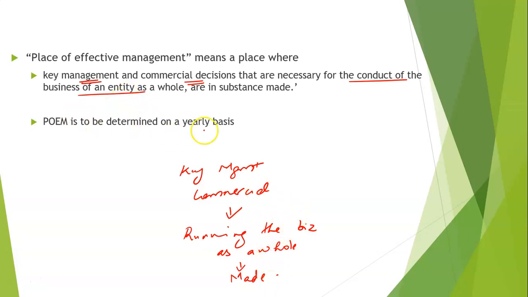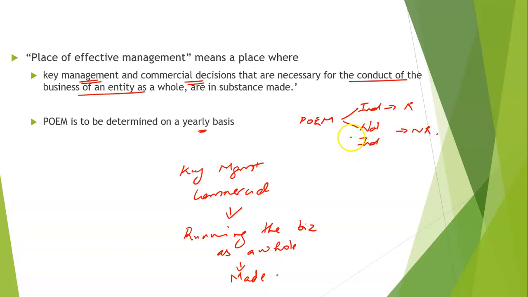Also, you need to determine POEM on a yearly basis, because a company can have place of effective management to be India for 1 year, and for the next year it might not necessarily be India, because if the board or the key managerial decision makers move out of India, then India will no longer remain as a POEM. Alright, so this is to be determined on a yearly basis. And if POEM is in India, then resident. Outside India, then non-resident.